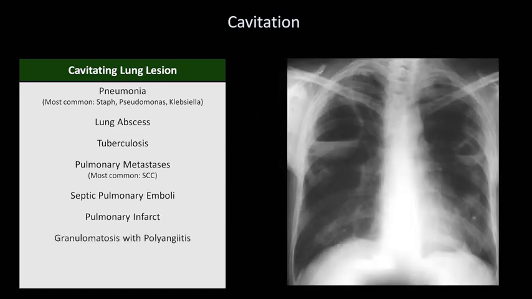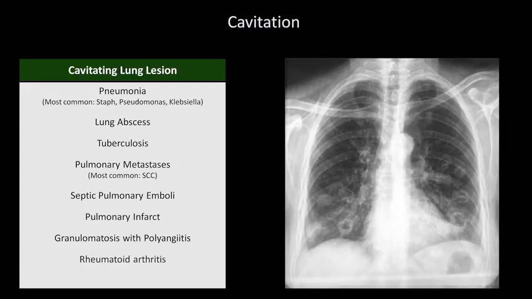Granulomatosis with polyangiitis, formerly known as Wegener's granulomatosis. Cavitary masses in this condition can be either thin or thick-walled, can be very variable in size, and somewhat uniquely, they can wax and wane over time. Rheumatoid nodules in the lungs can cavitate.